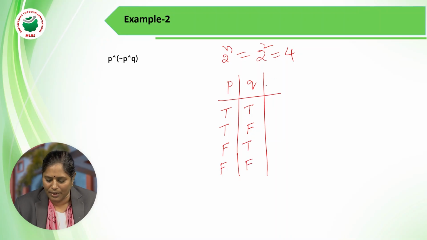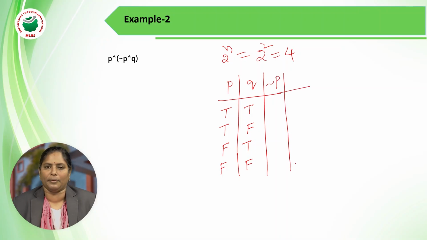And the next one is, I am identifying negation P, the truth values of negation P. What is negation? It is the not connective. If proposition P is true, negation P is false. So in the first row, P is true, negation P will be false. Again P is true, negation P will be false. Again P is false, negation P will be true. Again P is false, negation P will be true.